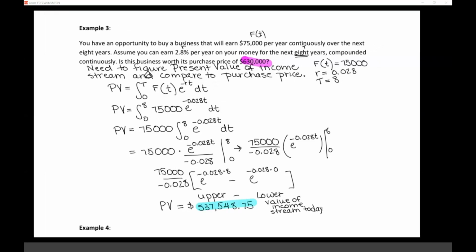Okay, Gil says no. Anybody else have any ideas? Richard says no. How about the rest of you? You're not making as much money as it costs you to buy it. Couldn't have said it better myself. So basically, this number, the 537,548, that's the value of what this investment churns out today. They want like 100 grand more than that. So this is not a good buy.